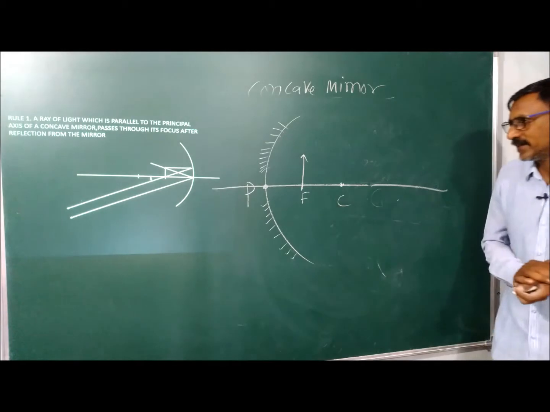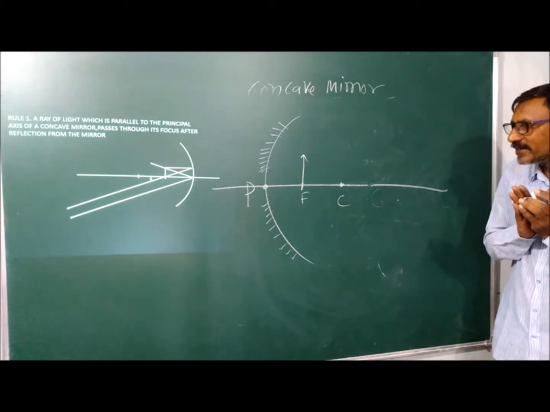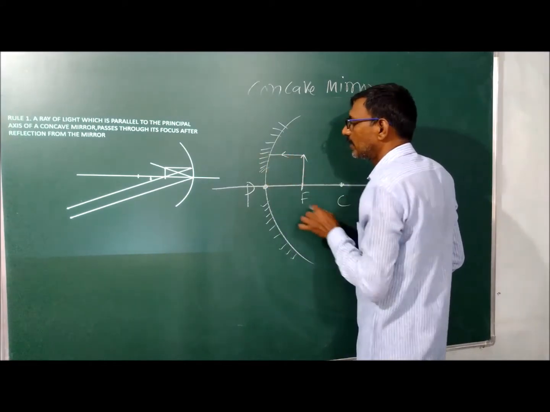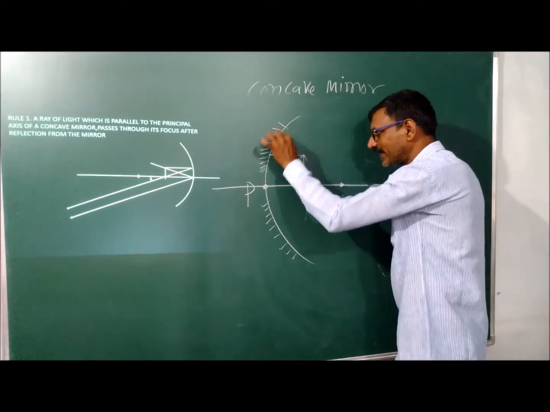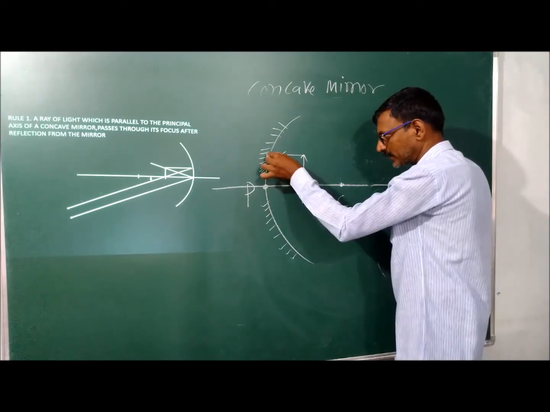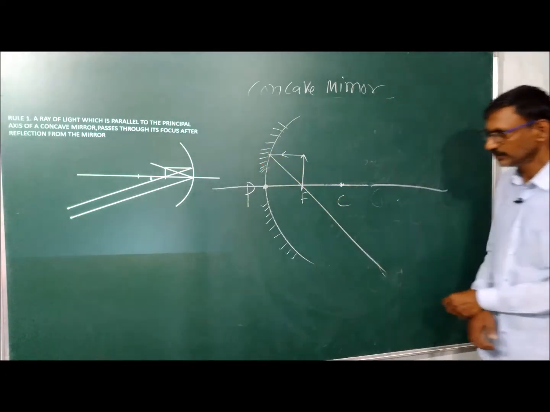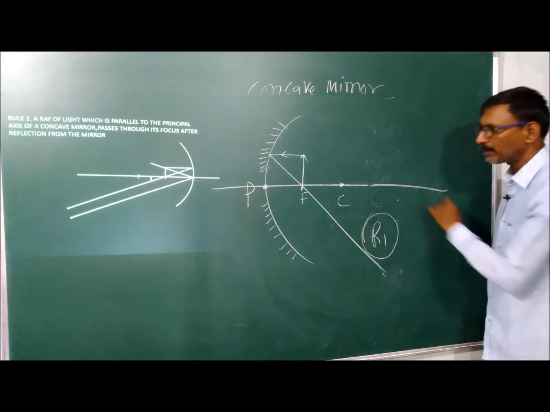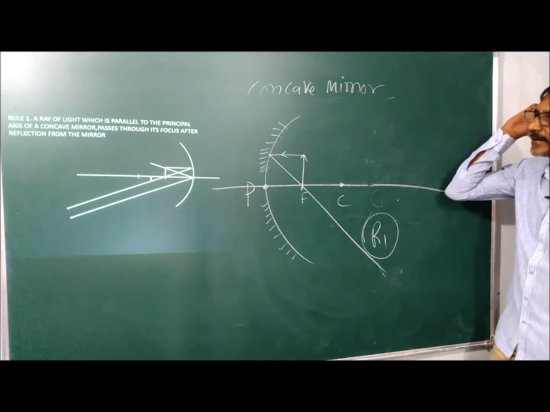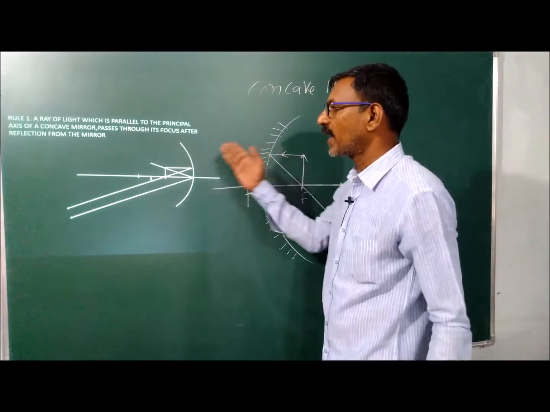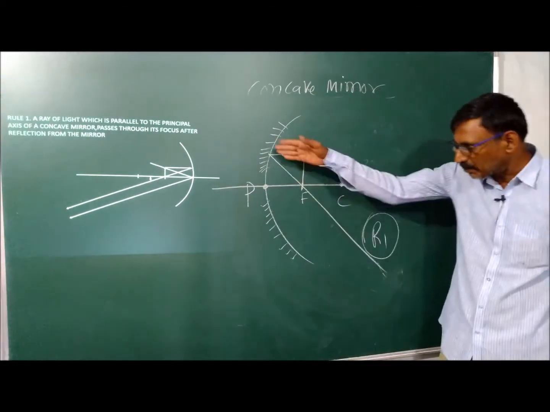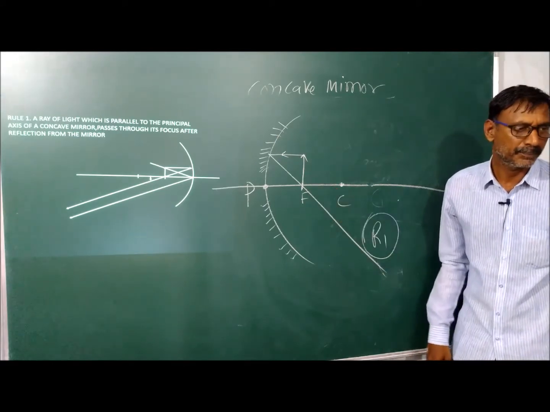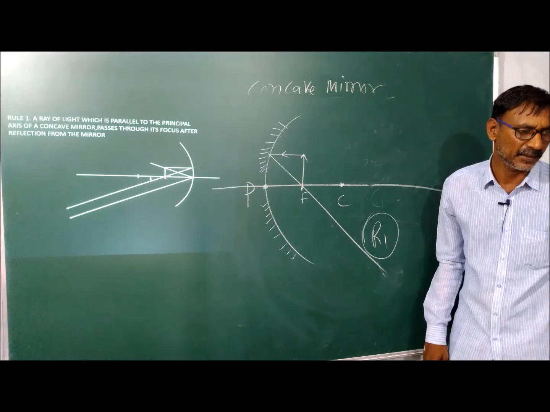We know that if a light ray is traveling parallel to the principal axis of a concave mirror, it is reflected back and passes through the focus. This is rule number 1. Keep in mind. Once again, a ray of light which is parallel to the principal axis of a concave mirror is reflected back and passes through the focus after reflection.